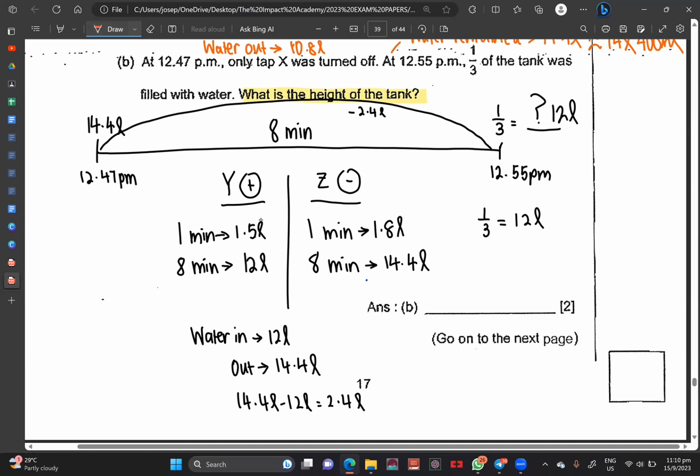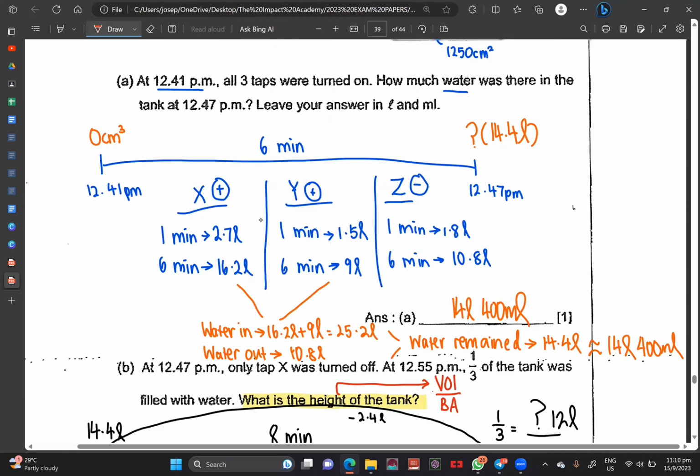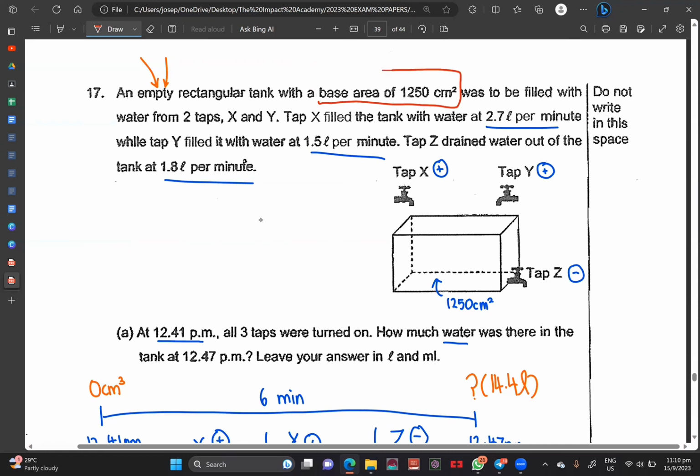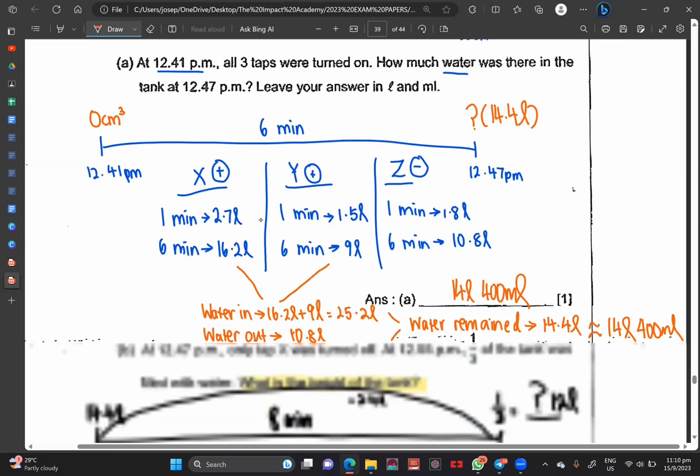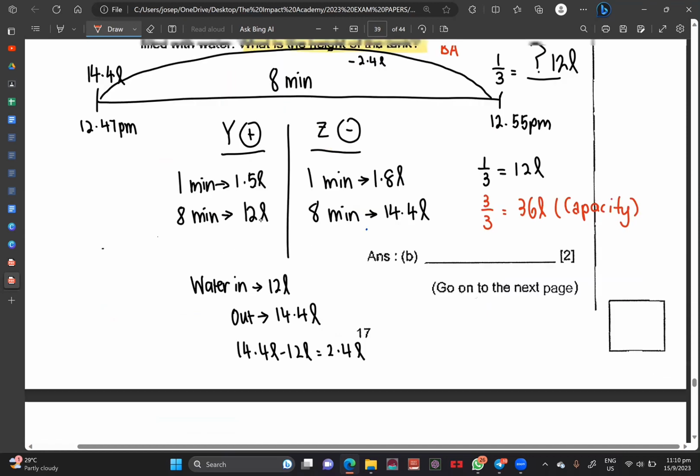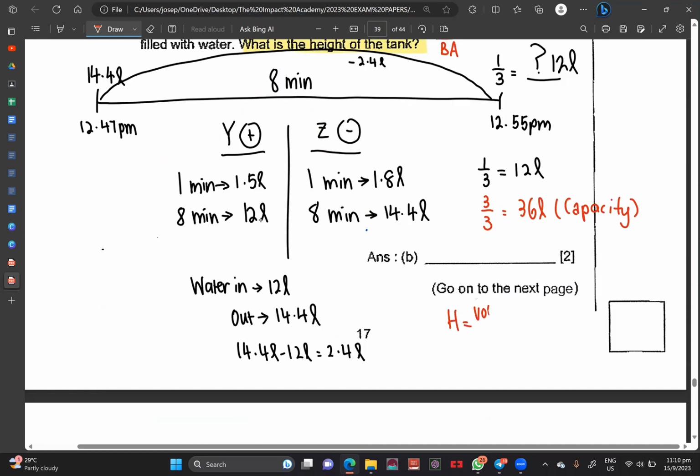So what is the height of the tank? Of course, you first have to find the capacity, which is 3/3. When I do 12 times 3, I get 36 liters, and this is the capacity. Capacity means what the tank can hold. To find height, I tell all of my students, just remember, it is always volume over base area. What is the volume over here? 36 liters. What is the base area? The base area doesn't change, so go back to the question. The question says my base area is 1250. So to find height, we just have to write down volume over base area.